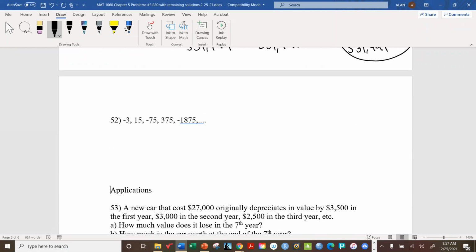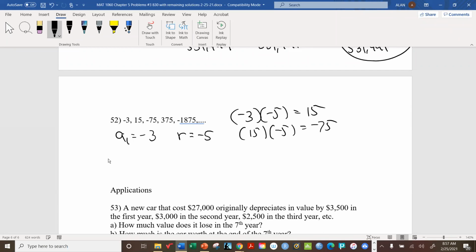A1 is -3. And then in order to alternate back and forth between negative and positive numbers, R has to be a negative number as well. Okay, so in other words, -3 times -5 is 15. 15 times -5 is -75, and so on and so on. So this is correct. So we'll start out by looking for the 12th term.